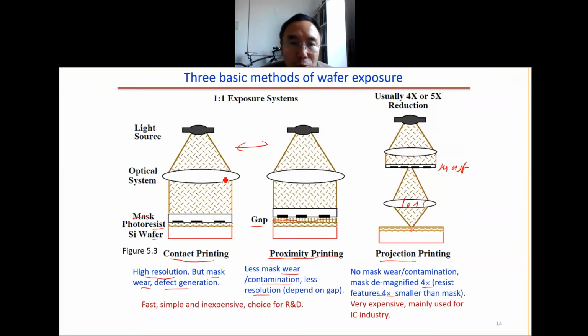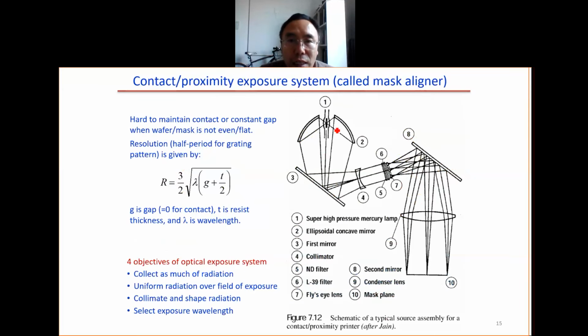Now let's look at the first two systems. It's like this. We have the mercury arc lamp. It's always a mercury arc lamp, but nowadays there is also LED light, though usually it's still a mercury arc lamp. Then we have this collector lens, a mirror. Number 4 is the collimator and some filters, ND filters, another mirror, another lens. This is the condenser lens. Here is the mask. This is the optical setup for the lithography system.